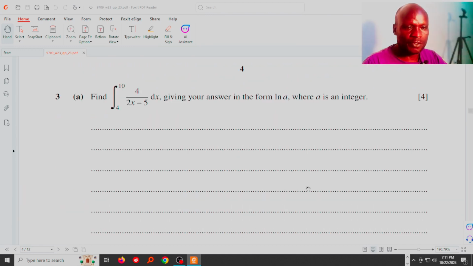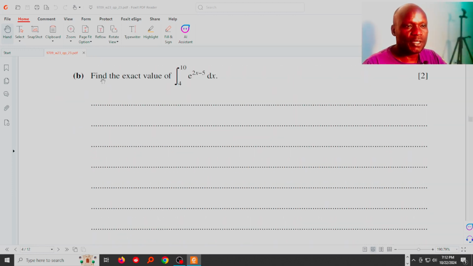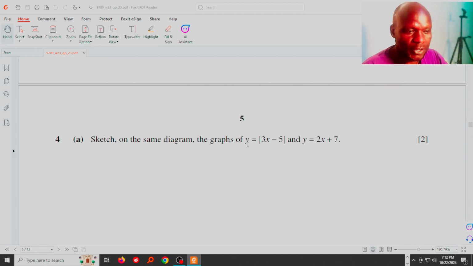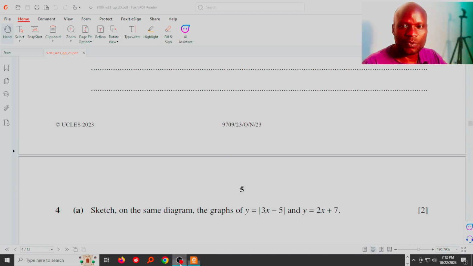So the question reads, part A, find the integral of 4 over 2x minus 5 within the limits 4 to 10, giving your answer in the form ln A, where A is an integer. That's 4 marks. Then B, find the exact value of the integral of e raised to the power 2x minus 5 within the interval 4 to 10. That's 2 marks. So those are the questions that we want to consider, and straight away we see what the solution looks like.